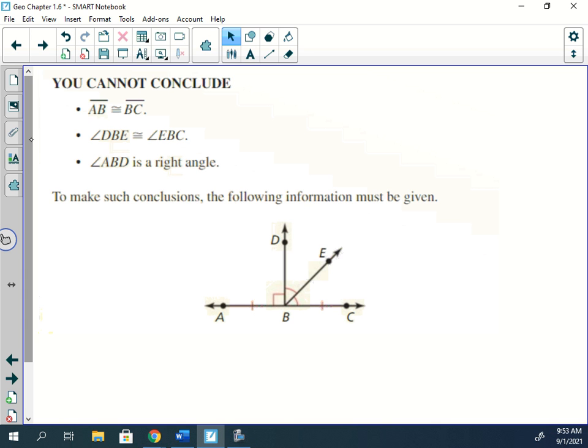Now, again, focus up here. You can back up in a second. There are some things we can't conclude. We cannot conclude that AB and BC are congruent because we're told nothing about point B, that it's in the middle. If we're not told it, we cannot assume it. We cannot assume that DBC is a right angle. It doesn't have the square. It does not tell us, because unless we're told it, we cannot assume it. And we cannot assume that these two angles are congruent. We must be given the information.